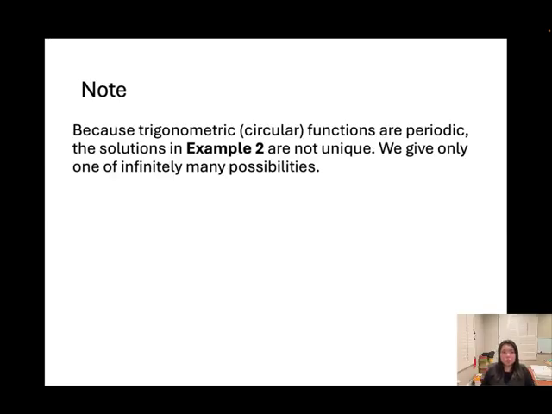Note, because trigonometric functions are periodic, the solutions in example 2 are not unique. Okay, we talked about it already. It can be more than one answer. We only give one answer for this example.